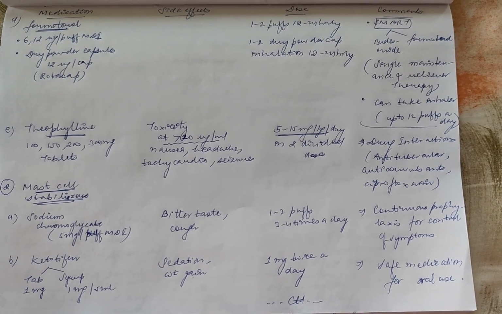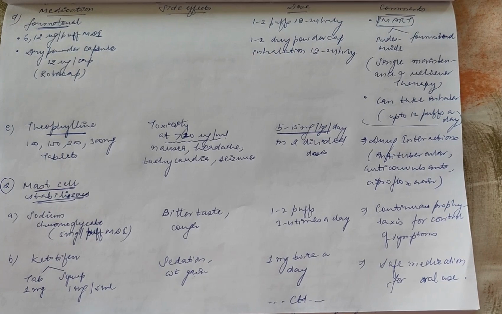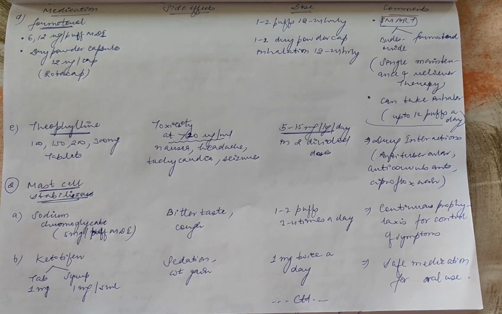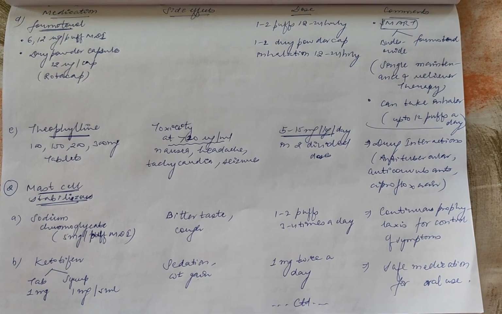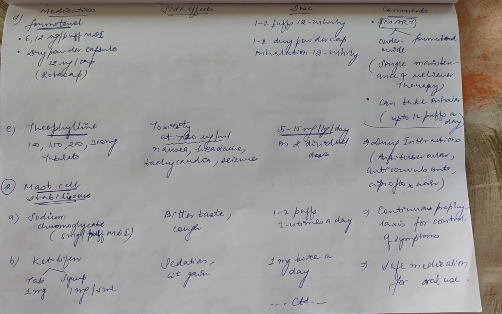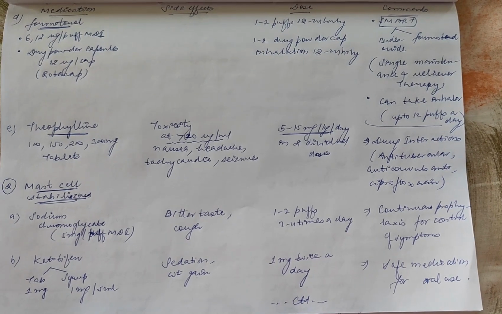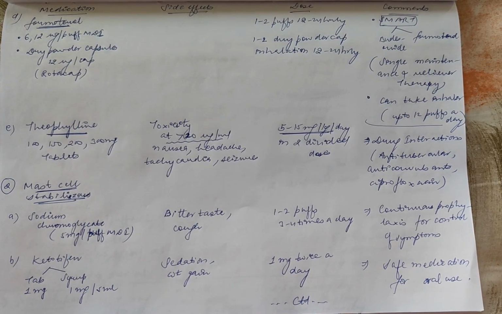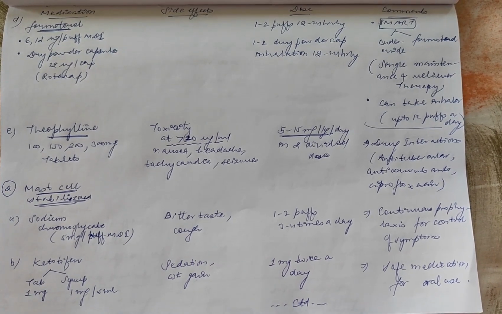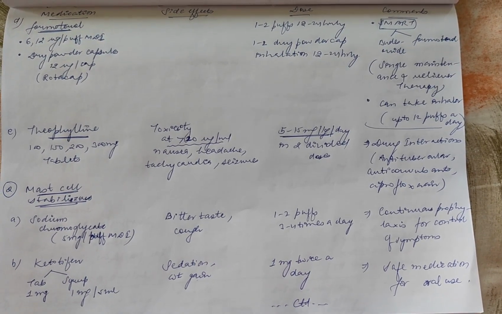Next category of drugs will be mast cell stabilizers. In these we are going to study sodium cromoglycate. Sodium cromoglycate is available as 5 milligram per puff MDI dose, and it causes bitter taste and cough, and the dose is 1 to 2 puffs 3 to 4 times a day, and it is used as a continuous prophylaxis for the control of symptoms.